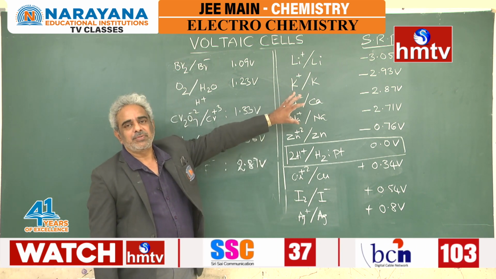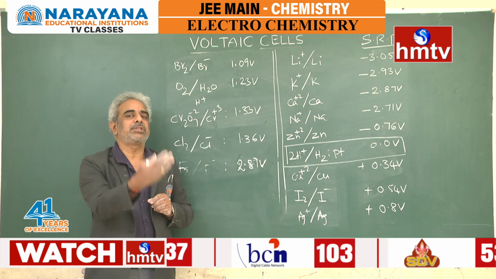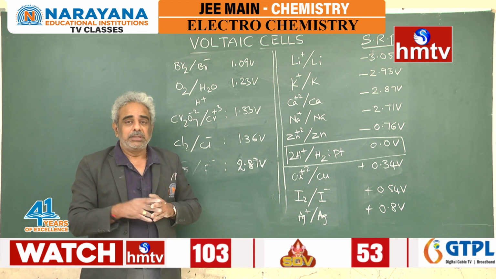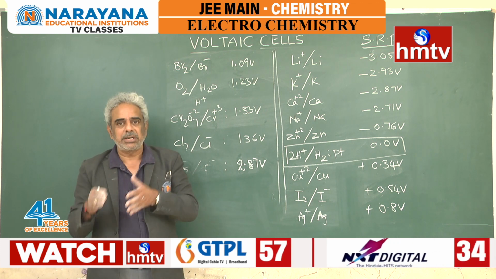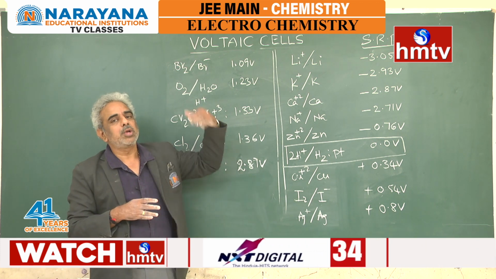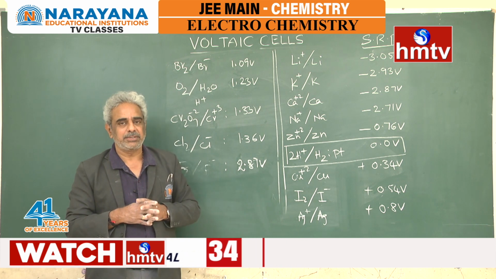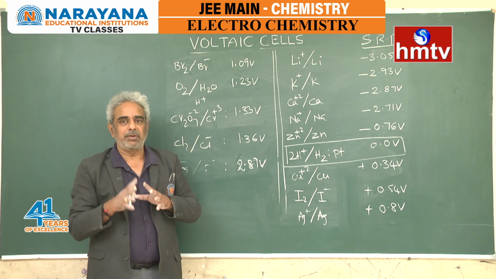Whereas when electrodes with a negative reduction potential are connected with the standard hydrogen electrode, the standard hydrogen electrode acts as cathode because reduction occurs at the hydrogen electrode, and at those electrodes oxidation will take place. This conclusion we can always make.